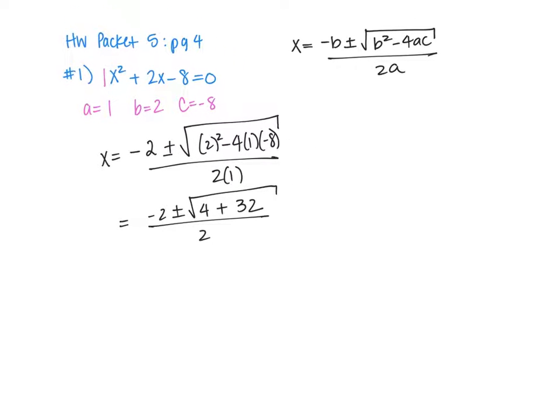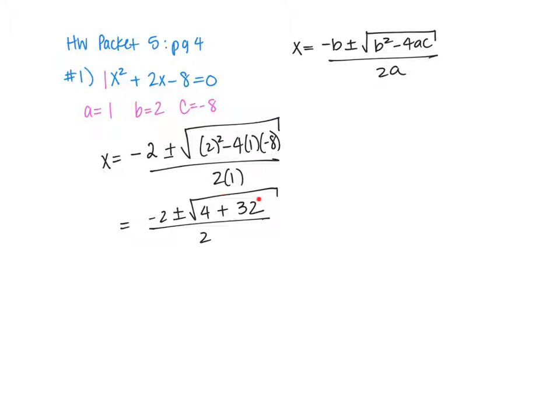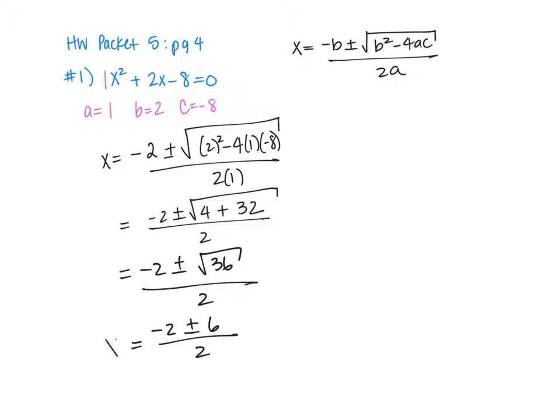And so from here, I just need to clean up this root. 4 plus 32 gives me 36, and I'm going to bring down the negative 2 and the 2 in the bottom. Now, the square root of 36 is a nice number. It's just 6. So I have negative 2 plus or minus 6 over 2. So remember, this here is my x value that I'm solving.